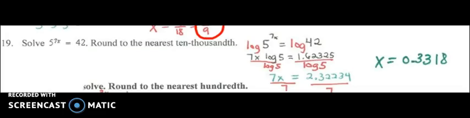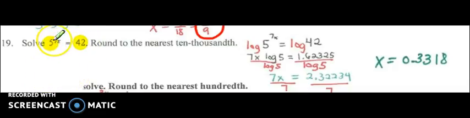I have the same base, so I'm just going to drop the bases. So I'm going to go 6 times 3, that's how I got 18x equals 4. And then I'm going to divide each side by 18 to get x by itself. I got 2 9ths.